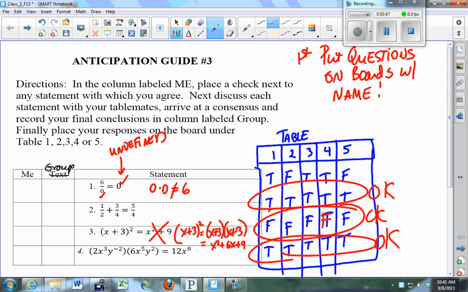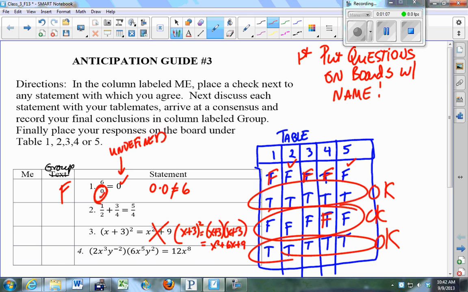So this is false. So tables 2 and 5 were correct. Everybody else should change to false. Okay? So the thing that you have to keep in mind, and this is going to be used over and over throughout today, is you can never divide by 0.